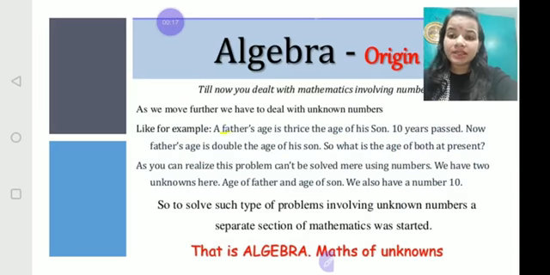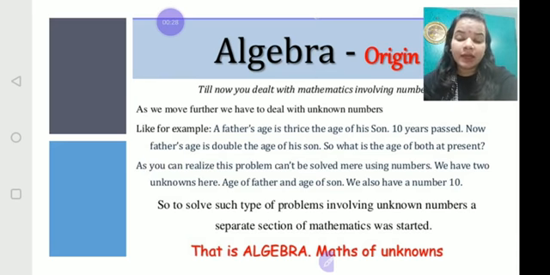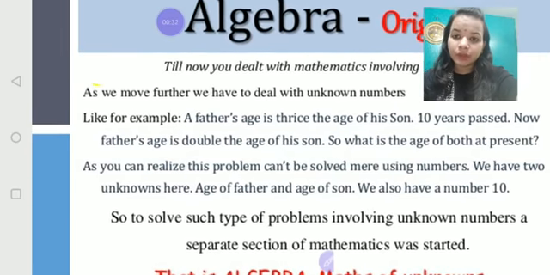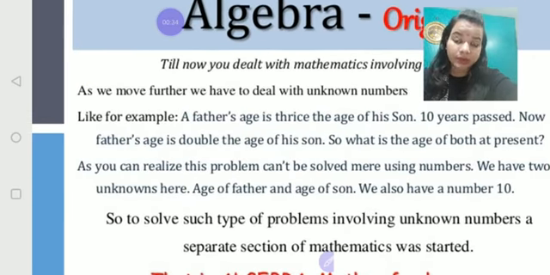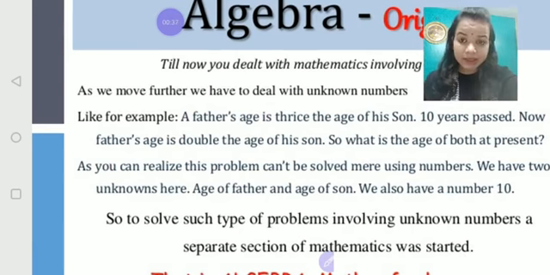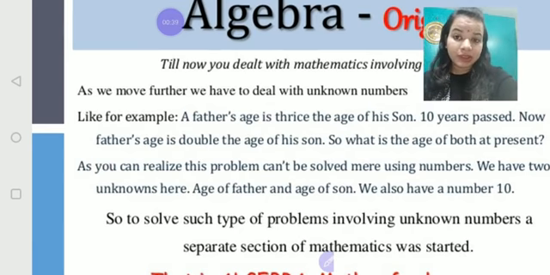Now what is algebra? Children, till now you have dealt with mathematics involving numbers, right? Till now all the maths problems that you have solved, that involves numbers only. But as you move further, you have to deal with unknown numbers. When you move to higher studies, you have to deal with some unknown numbers also.